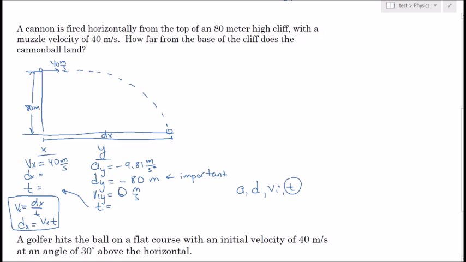Well, if we remember from kinematics, we have a few equations. Vf is vi plus at. Vf squared is vi squared plus 2ad. And d is vit plus 1/2 at squared. Since we're working with these four variables, we're going to use the last equation. So let's go ahead and solve this for the time.